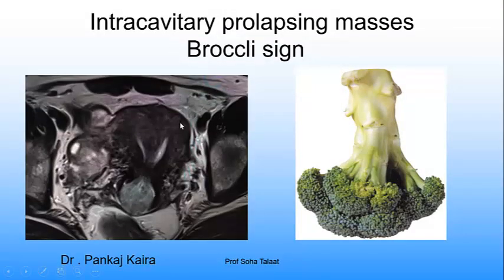And this is the intracavitary prolapsing masses. When you find a mass distending the cervix, it's not necessarily coming from the cervix. It may be prolapsed from the uterus. This is a case posted on our group by Dr. Pankaj, and this is a broccoli sign. This is the typical broccoli sign described in prolapsed intracavitary uterine masses.